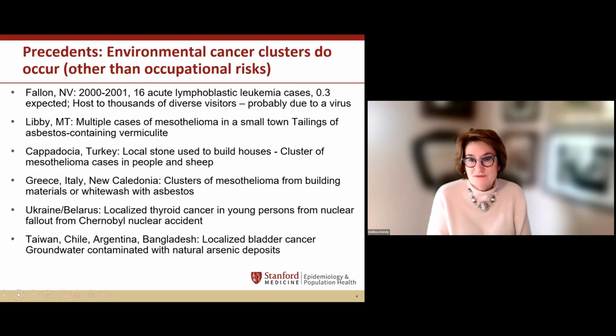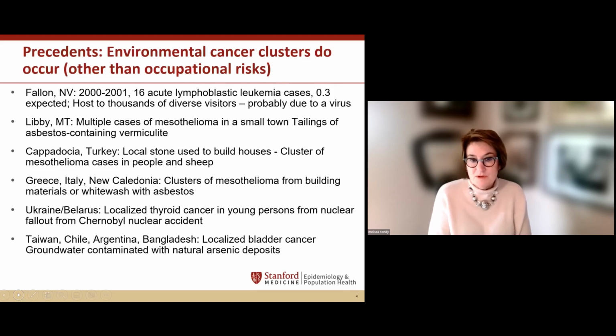There are precedents for confirming environmental clusters and that they have occurred. And these are listed here. There was one specifically in Fallon, Nevada, which occurred in 2000 to 2001. There were 16 cases of acute lymphoblastic leukemia in children where they expected less than one case to occur. Fallon, Nevada was a military site where there were thousands of diverse visitors. And it was determined that it was probably due to a viral etiology.